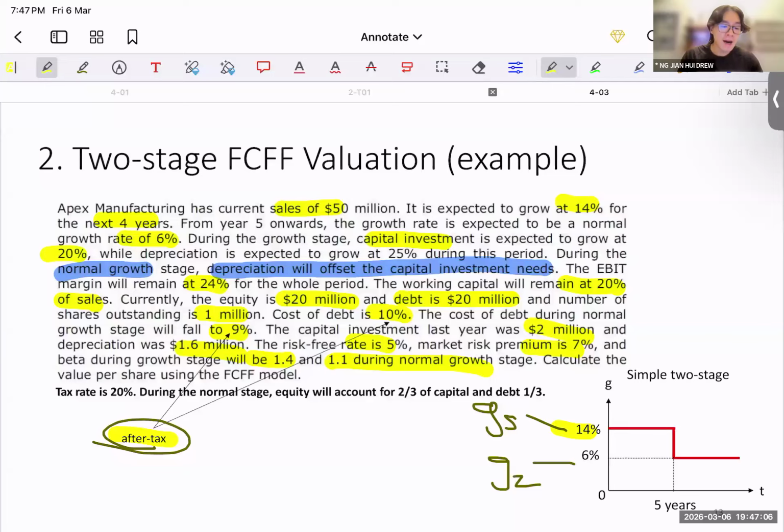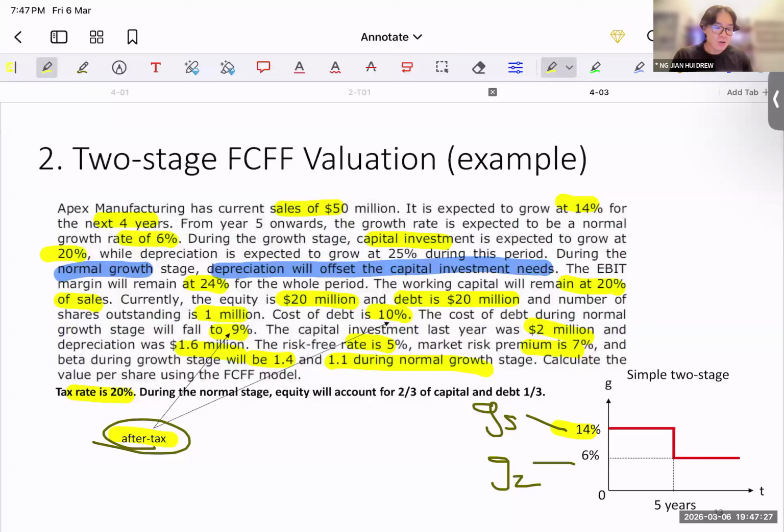Calculate the value per share, again, using the FCFF. So we are using FCFF, but we want to calculate the value per share. So again, we need to fall back on our formulation. Remember in our first slide that we talked about it, to calculate the value per share. In the question, it's also given that the tax rate is 20%.